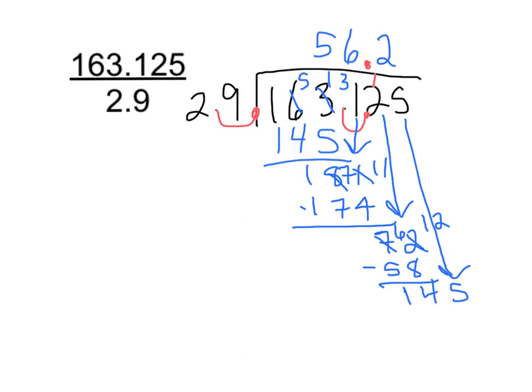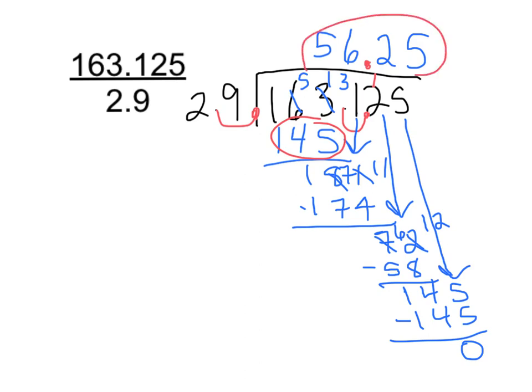29 goes into 145. We've already done 145, because if we look back, we've gotten that for an answer before. So I know that 29 goes into 145 5 times because we've already done that math. So I can go ahead and do 145, minuses out, gets me a 0. So 163.125 divided by 2.9 is 56.25.